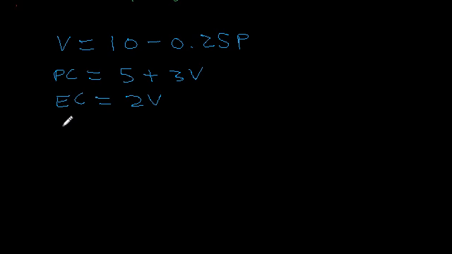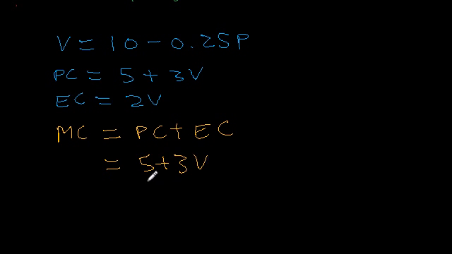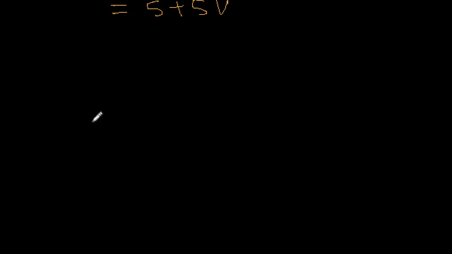Alright, so the first thing we want to do is find an expression for marginal cost. That's going to equal the private cost plus the external cost, which in this case will be 5 plus 3V, just the private cost plus the external cost, 2V. So that will be 5 plus 5V. Now let's graph the information that we have.